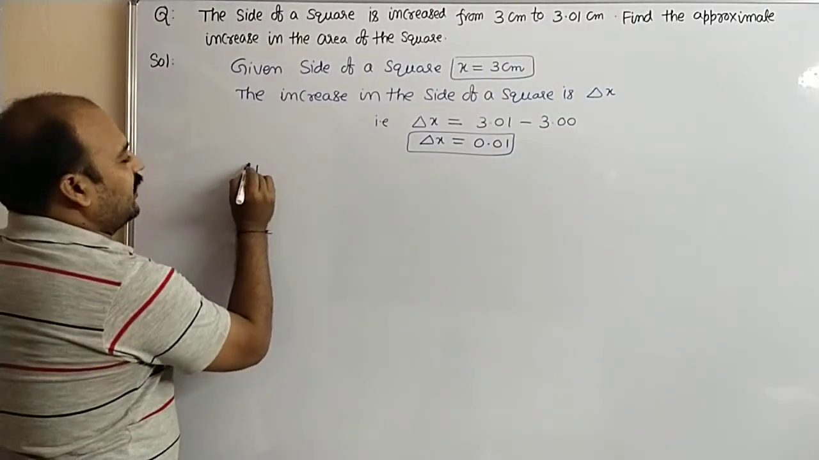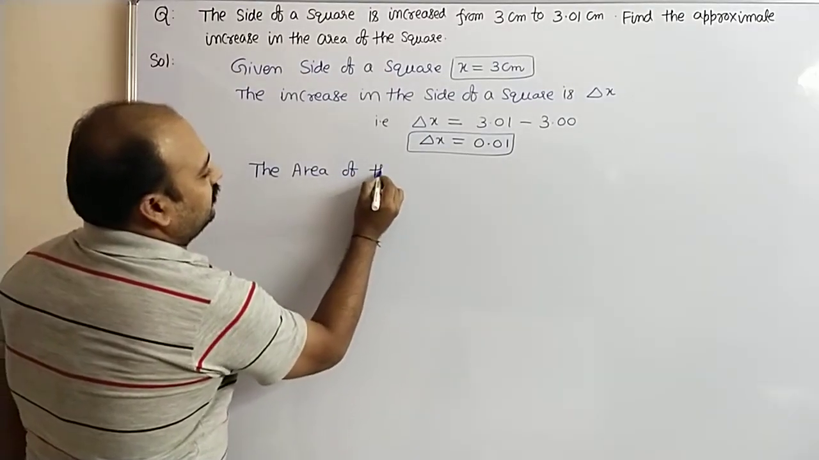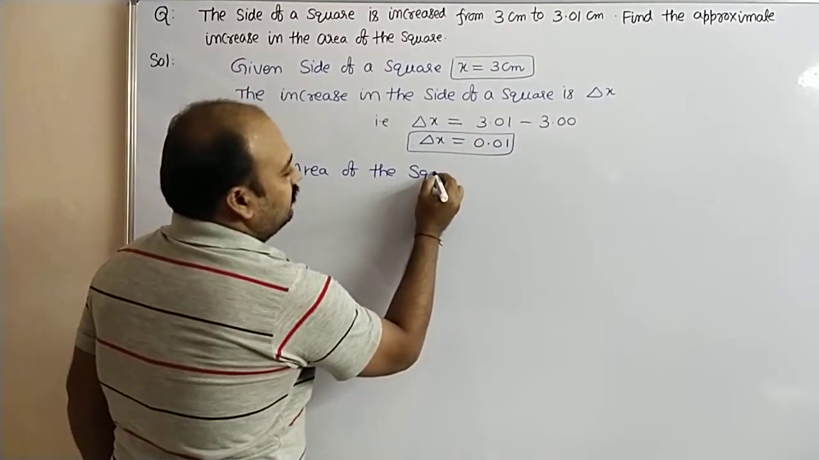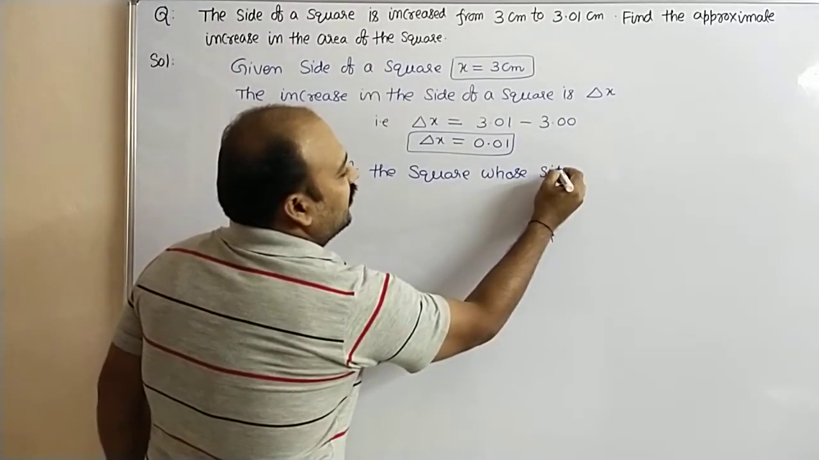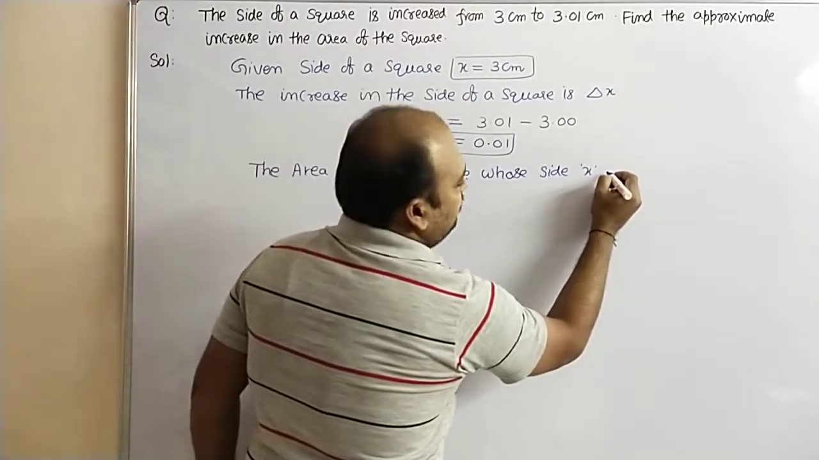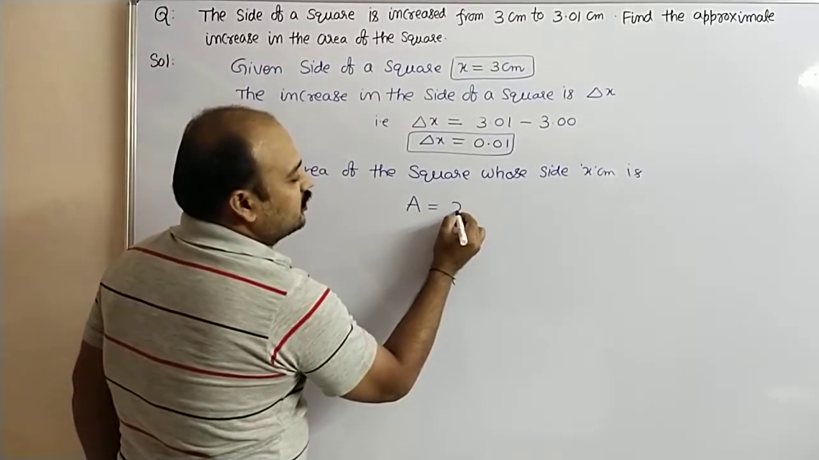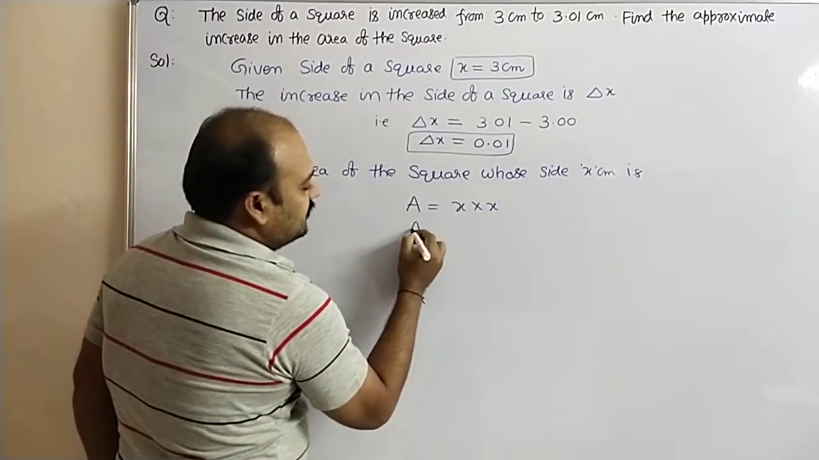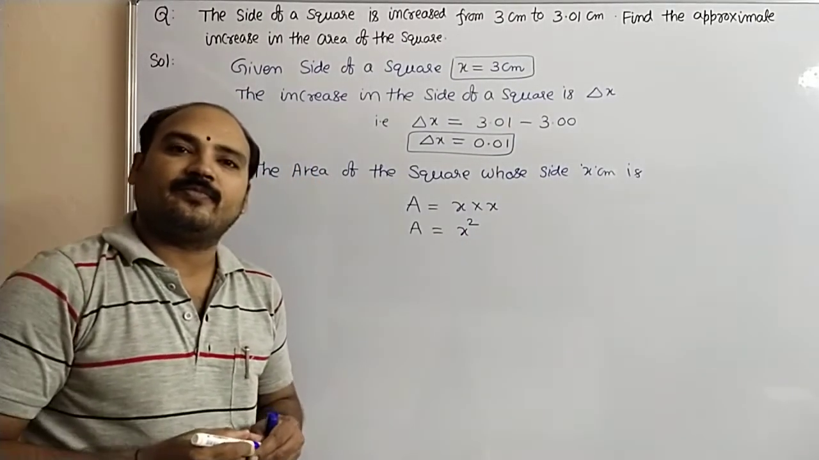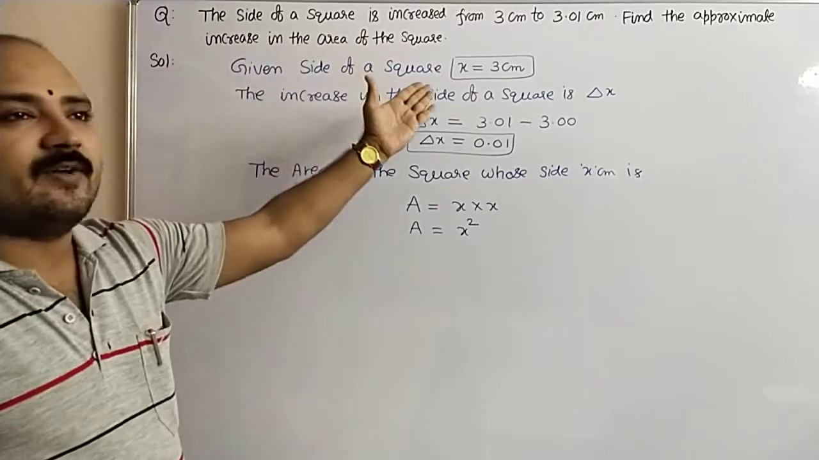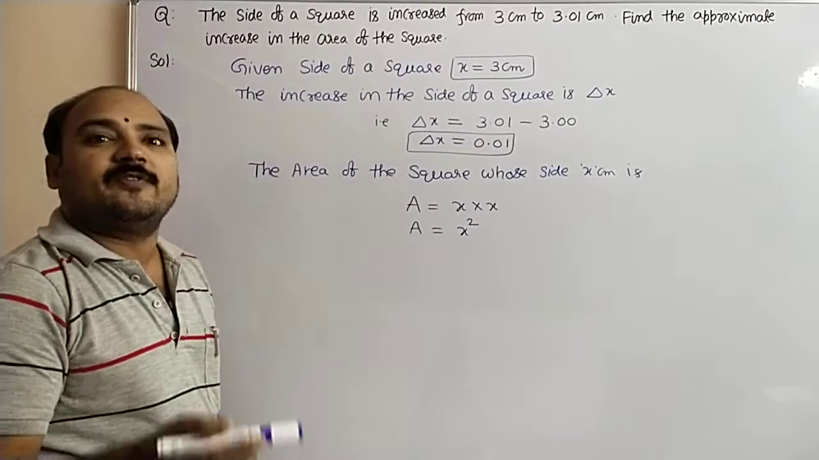So write the formula for the area of the square. The area of the square whose side is x centimeters is A equal to side into side. So A is equal to x square. After that, they are asking the increase in the area of the square, that means delta A. Differentiating on both sides, that means differential of A.